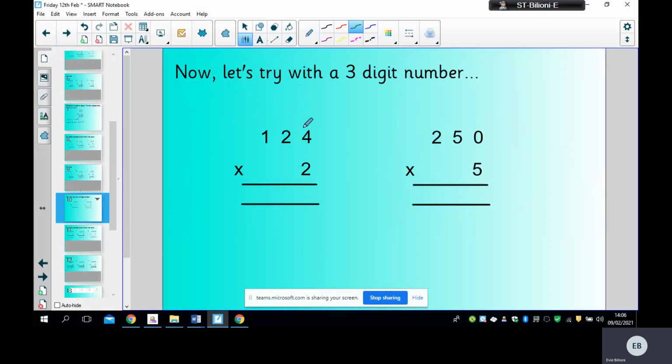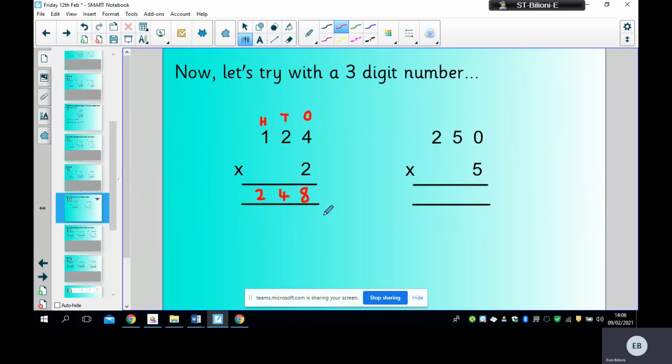So you can see 124 is a 3-digit number because we can count digits 1, 2, 3. So let me put in my place value column. So we've got our ones column here, our tens and our hundreds. So we're starting in our ones. So 4 times 2, I know, is 8. Then we're going to move on to my tens. So 2 times 2, I know, is 4. So putting that neatly under my tens column. And moving on to my hundreds, 1 times 2 is 2. So my answer is 248.